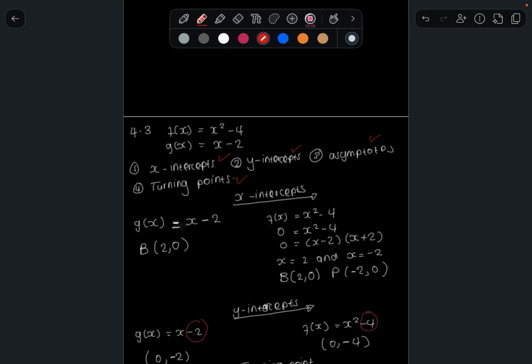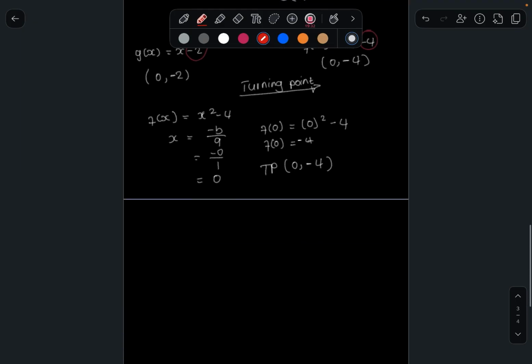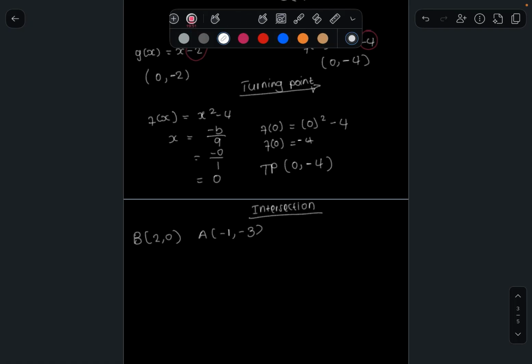Right. So we have all of these points. And the point of intersection was already given to us. It was B, 2, 0, which was our x-intercept, and A, negative 1, negative 3. Fine. Now we can sketch our graph.